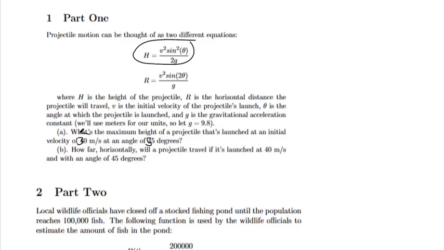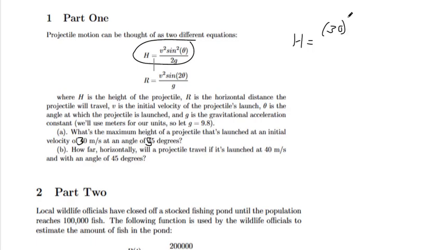Okay, so I changed the numbers. I said 30 for V and 55 for degrees. So to find the maximum height, all you have to do is plug the information in. Later on in calculus, we'll learn a technique for how to find the maximum of a single variable function, but right now we don't have those tools in our tool belt yet.